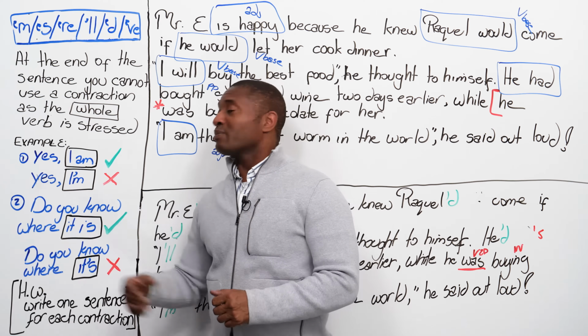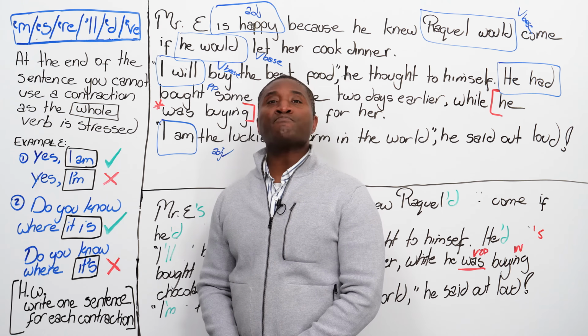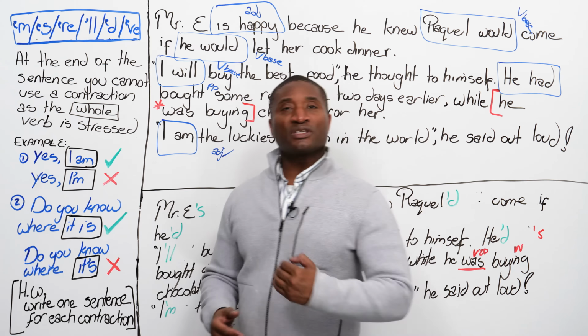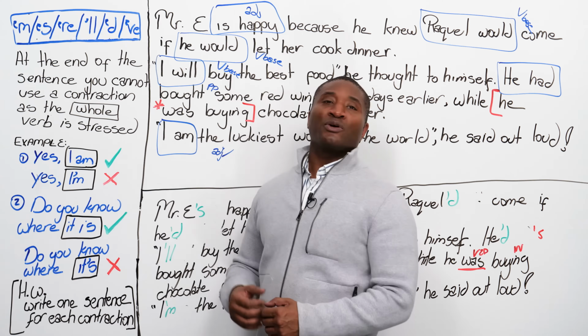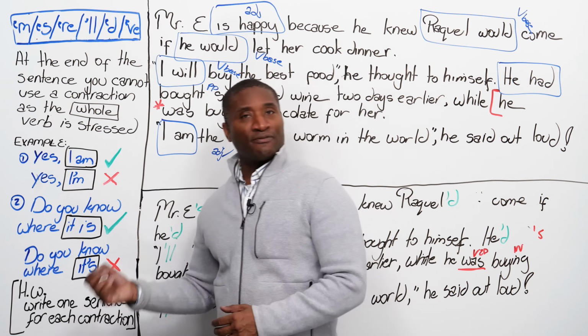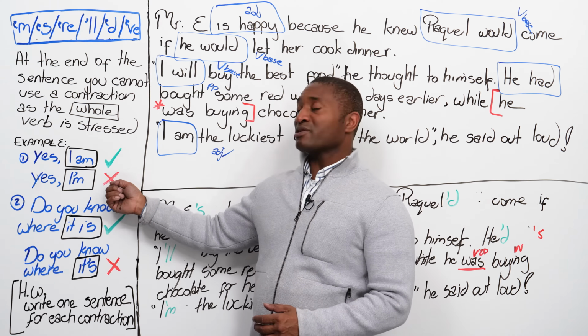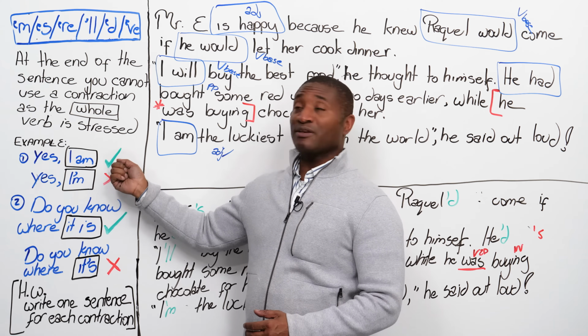Now, if you say, are you going to the party? And you go, yes, I'm. This almost makes us think something else is going to happen. Like, yes, I'm going to be coming early. Yes, I'm bringing a friend. So this contraction makes us think there's something else when really this is the end of the sentence.